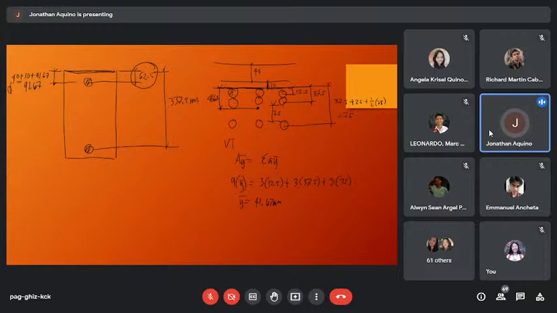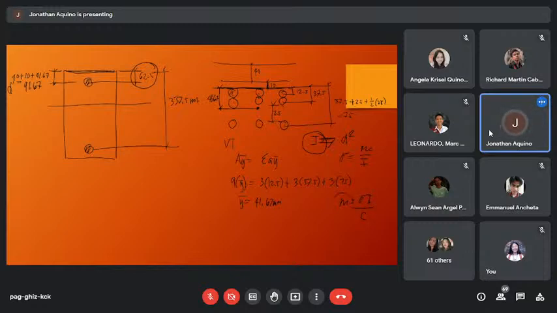So what does it mean? So ibig sabihin, yung centroid mo, nung bakal mo, lumapit dun sa centroid nung beam. So pag lumapit yung centroid ng beam natin, di ba yung I natin is directly proportional to distance from the neutral axis, squared. So pag lumiit yung I natin, okay, di ba? Stress is equal to MC over I, or M is equal to stress I over C.